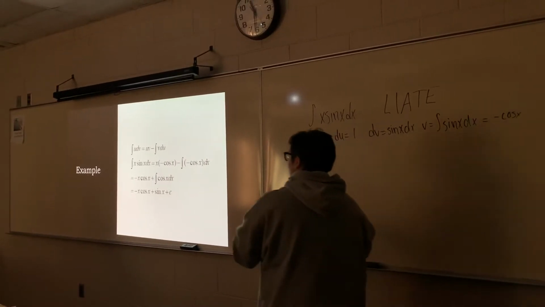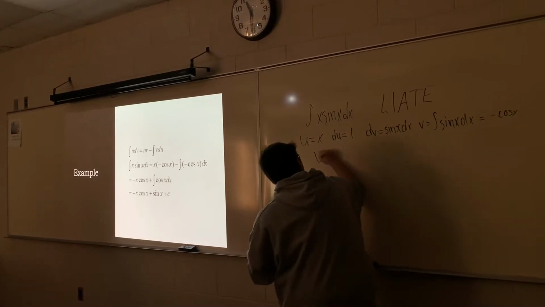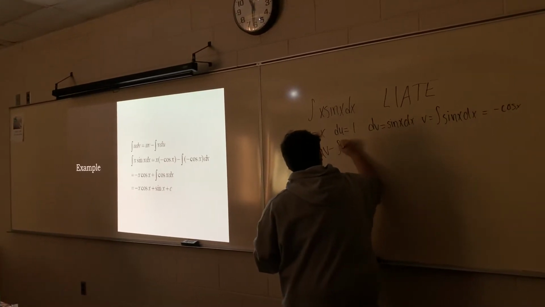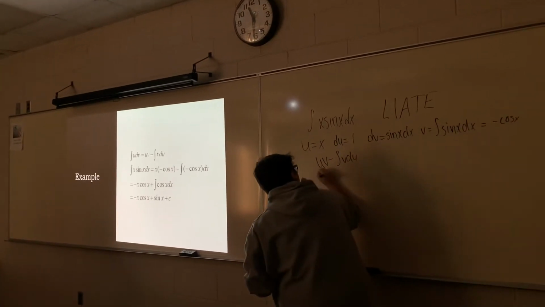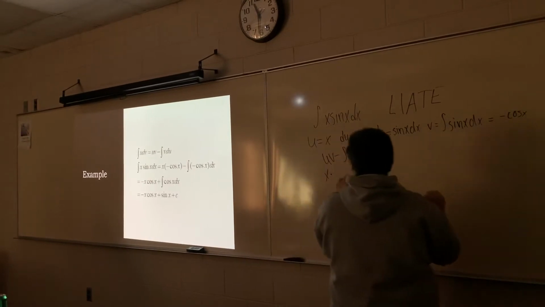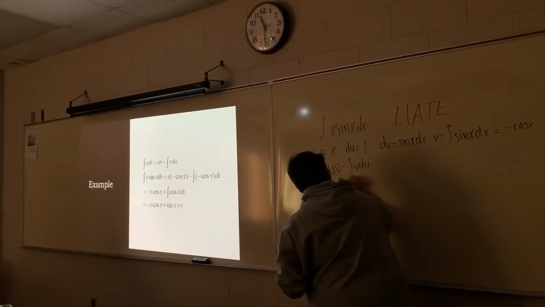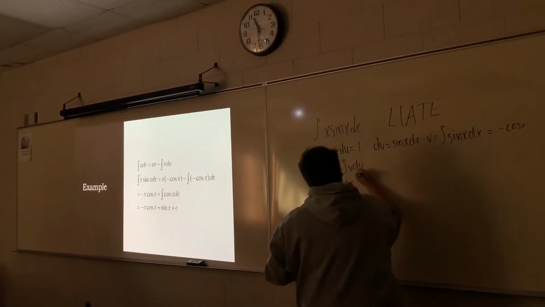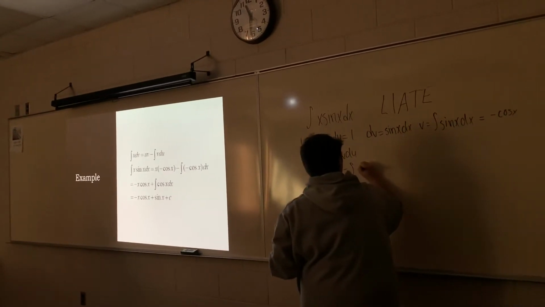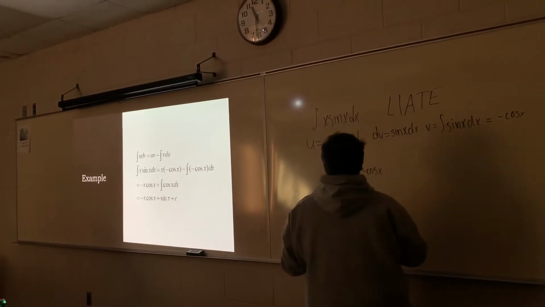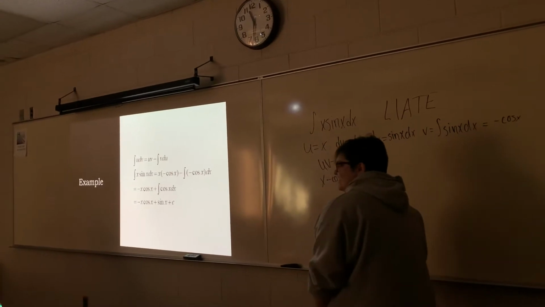Now, you're going to use this formula, it's going to be uv minus the integral of v du. So, here's what you're going to do. You have your u, you're going to go x times your v, which is going to be negative cosine x, and you're going to subtract this. So the integral of v, negative cosine x, times your du, which is 1. Isn't that great? Isn't that nice how those things work out?